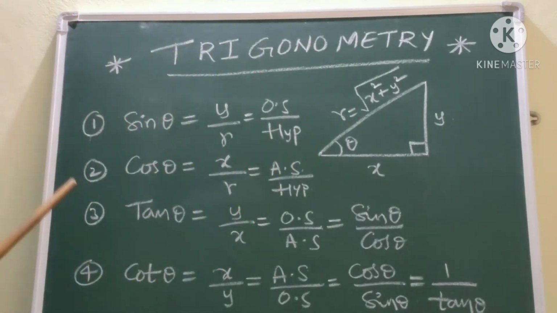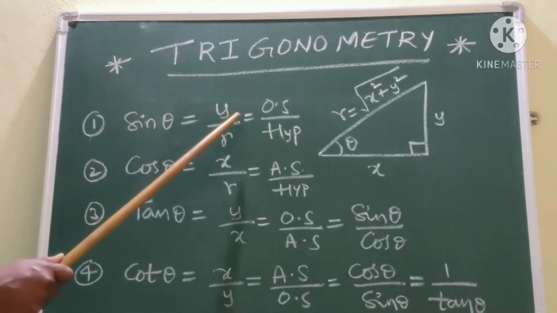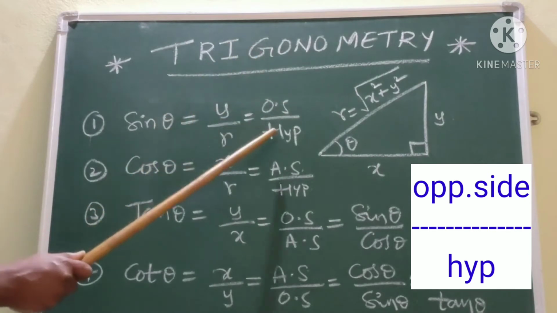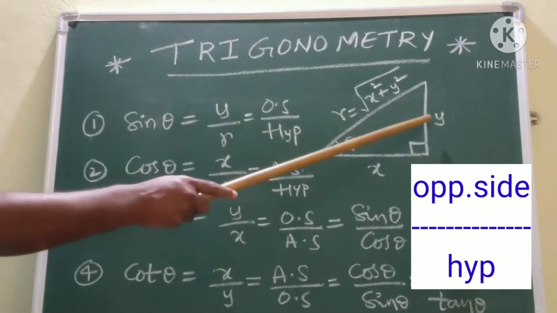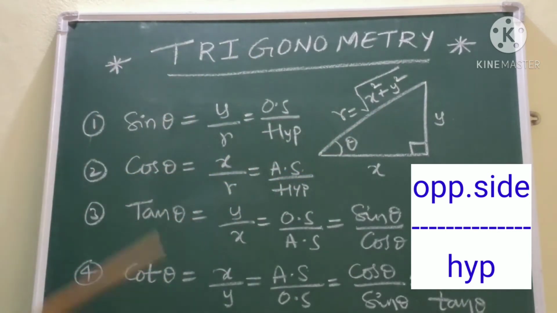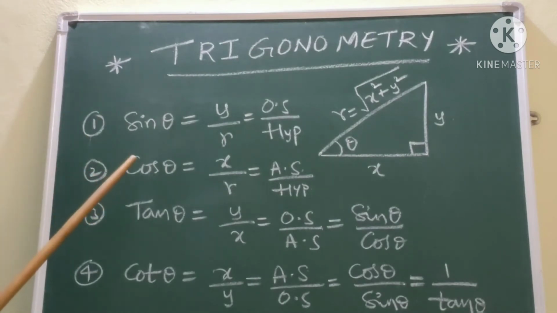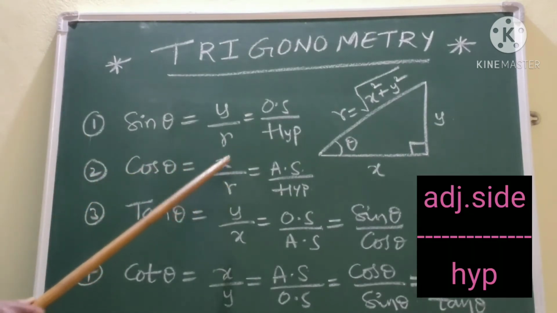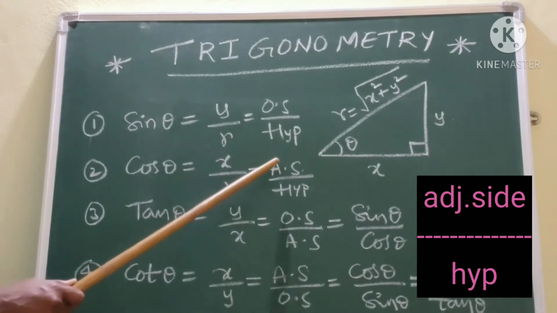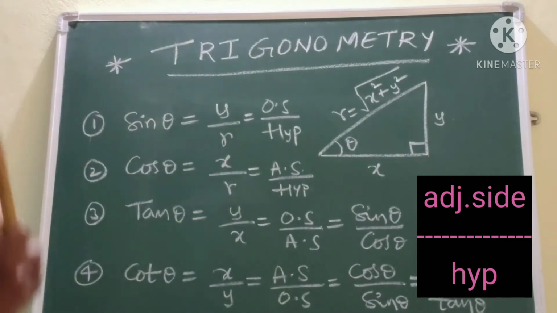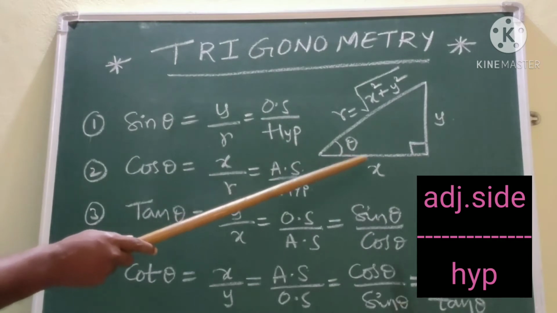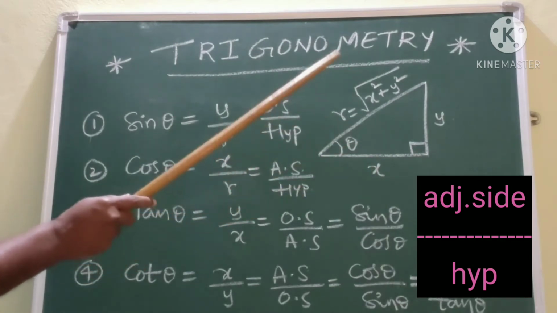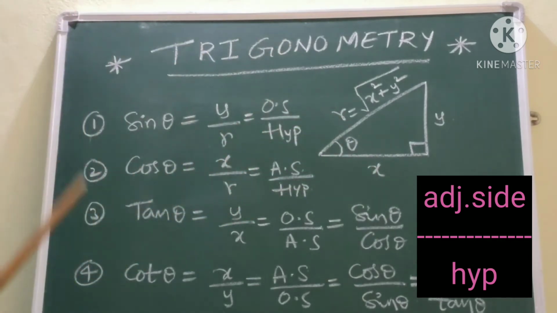The first one is sin theta is equal to y by r. That means opposite side by hypotenuse. Second one, cos theta, that is equal to x by r. x by r means adjacent side by hypotenuse. Here adjacent side x, hypotenuse r.